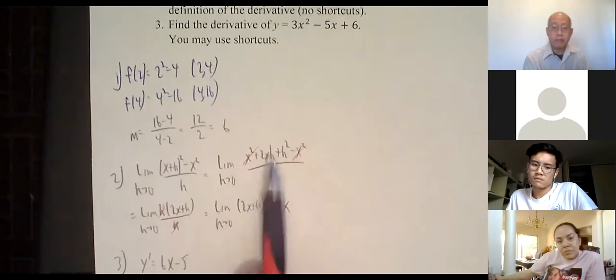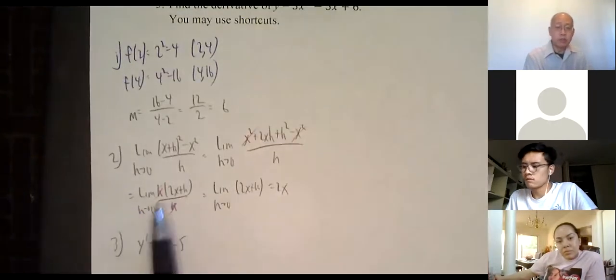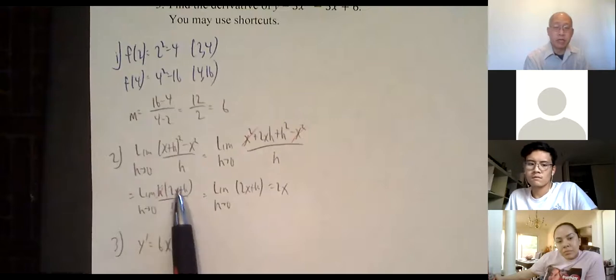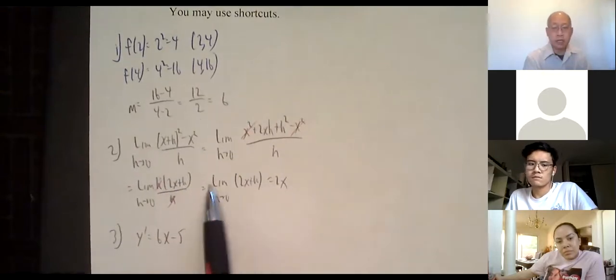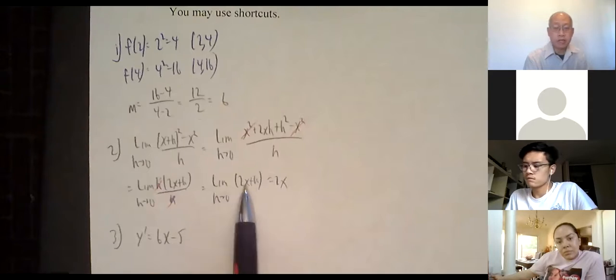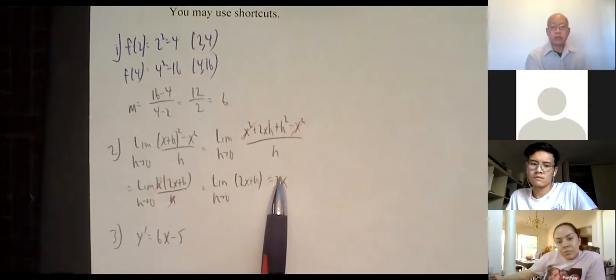Factor out an h from the top. So limit as h approaches 0, h times (2x plus h) divided by h. Cancel the h's. Now you can directly plug in: limit as h approaches 0 of 2x plus h. Put a 0 right there and get 2x.